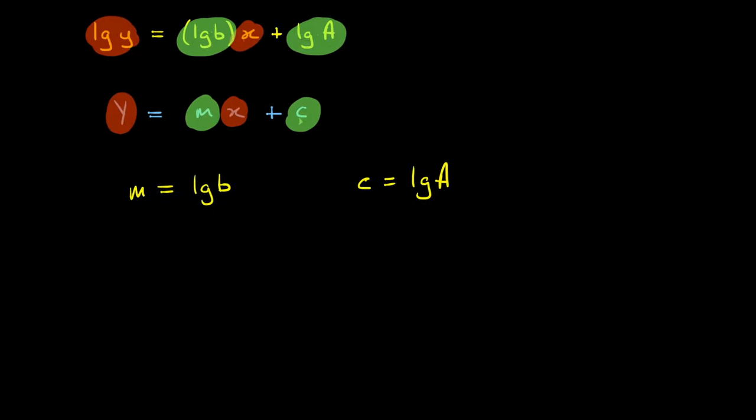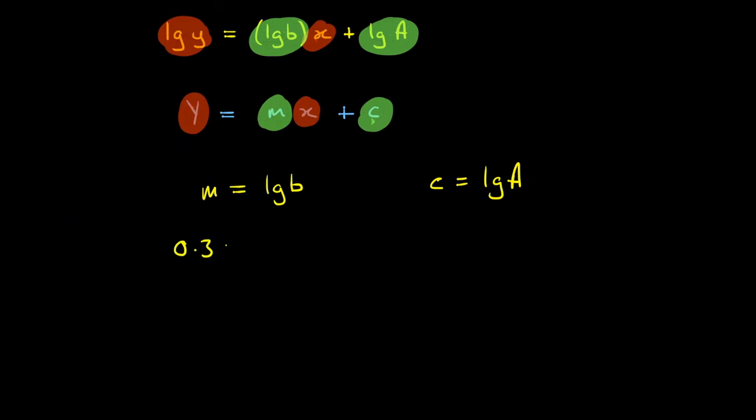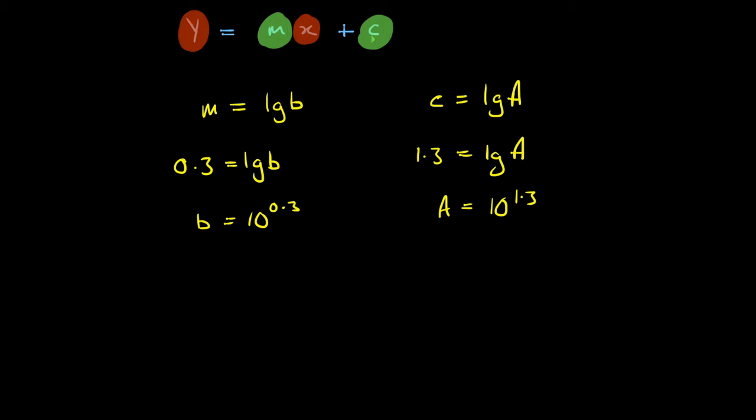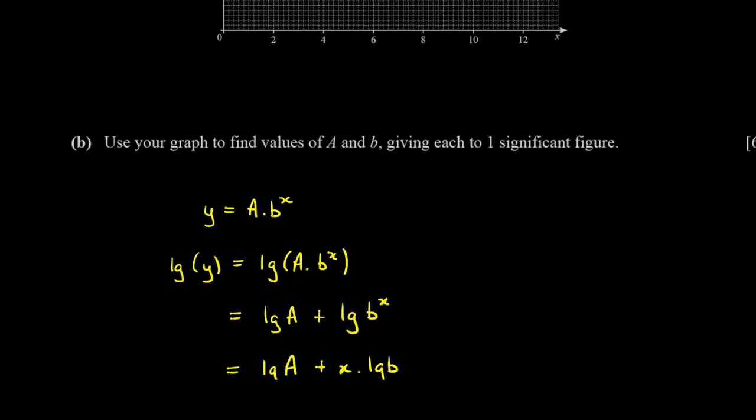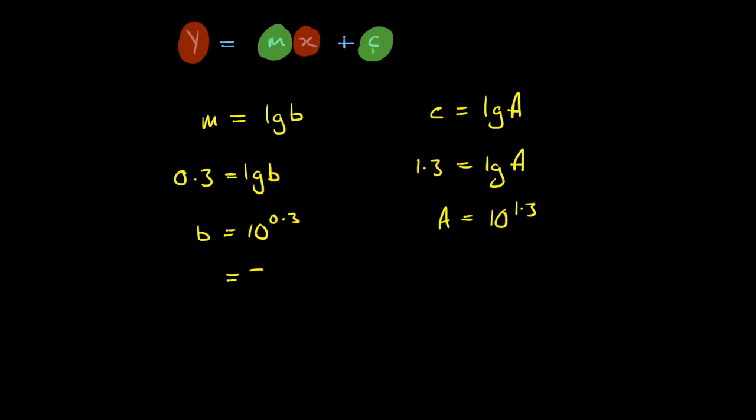So I would say my gradient is 0.3, and I'm going to say that my y-intercept is 1.3. And so therefore, if I convert to exponential form, b is going to equal 10 to the power of 0.3, and a is going to equal 10 to the power of 1.3. I'm going to key both of those into the calculator. 10 to the power of 0.3 is 1.995. They wanted one significant figure, so b is 2. And a is 10 to the power of 1.3, which is 19.95. So a is equal to 20, because that's to one significant figure.